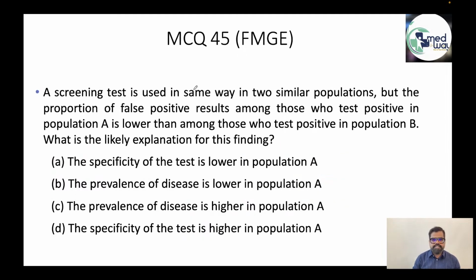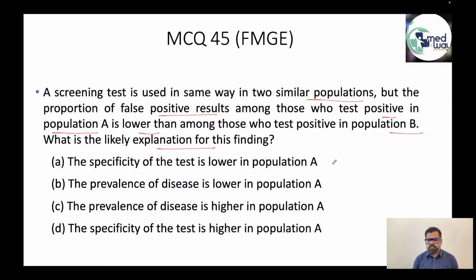Okay, let's take the 45th question. A screening test is used in the same way in two similar populations, but the proportion of false positive results among those who test positive in population A is lower. Proportion of false positive is lower in population A than in population B. What is the likely explanation? Why is the false positive lower in population A? Why is it more in population B?